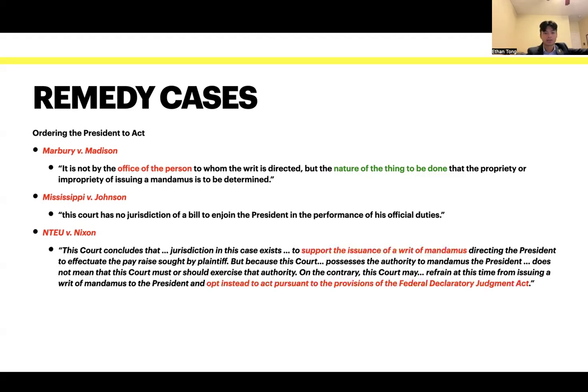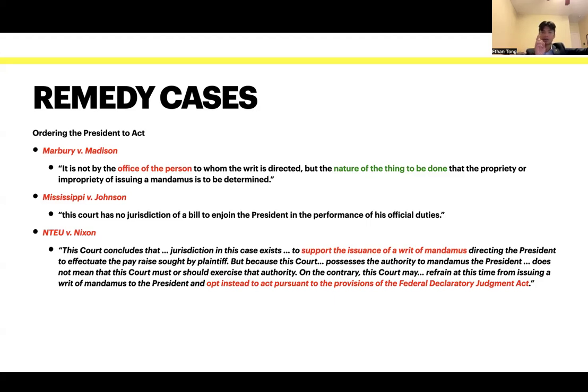Here's what NTEU says. This court concludes that jurisdiction in this case exists to support the issuance of a writ of mandamus directing who? The president to effectuate the pay raise sought by the plaintiff. Now, stop for a second. It's saying, we have the authority to mandamus the president. We can tell him what to do. They believe, looking at past cases, that there's no reason to think that the president is above the law.